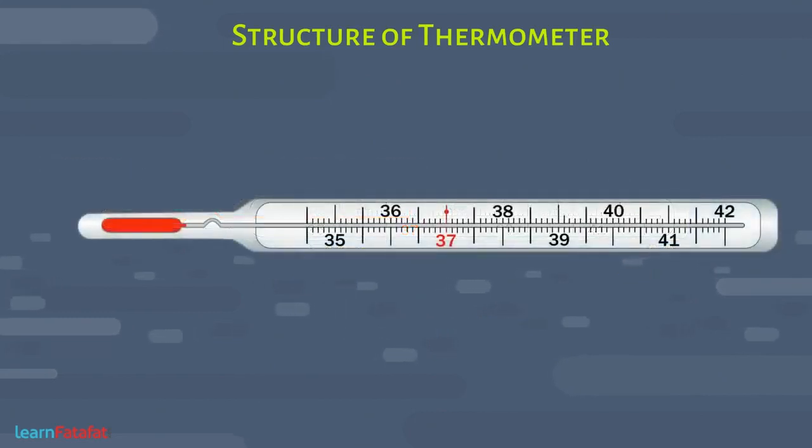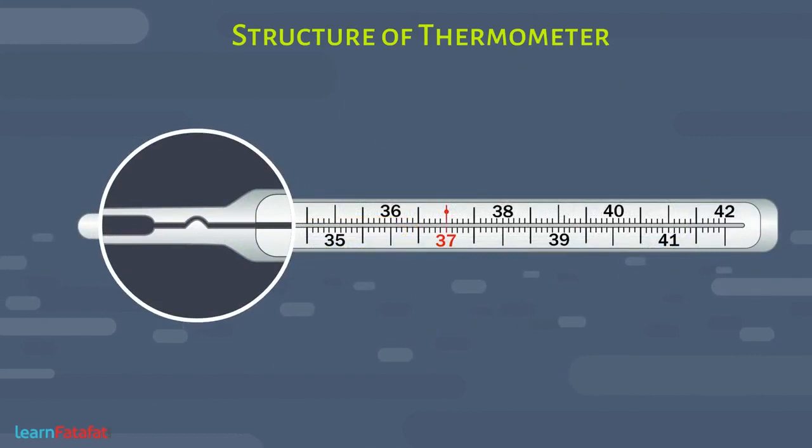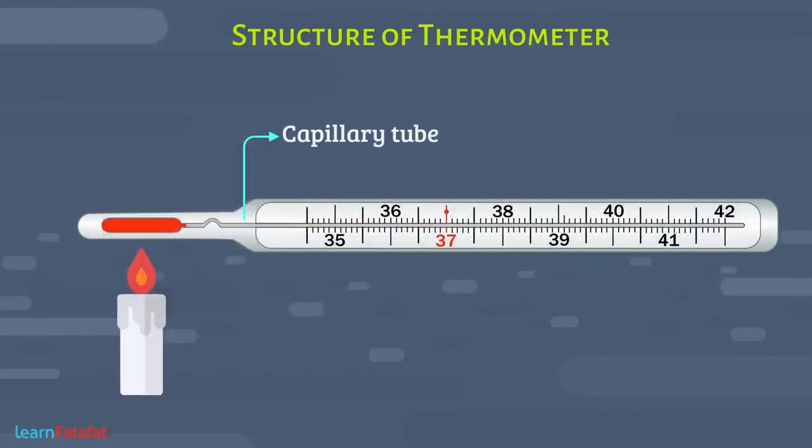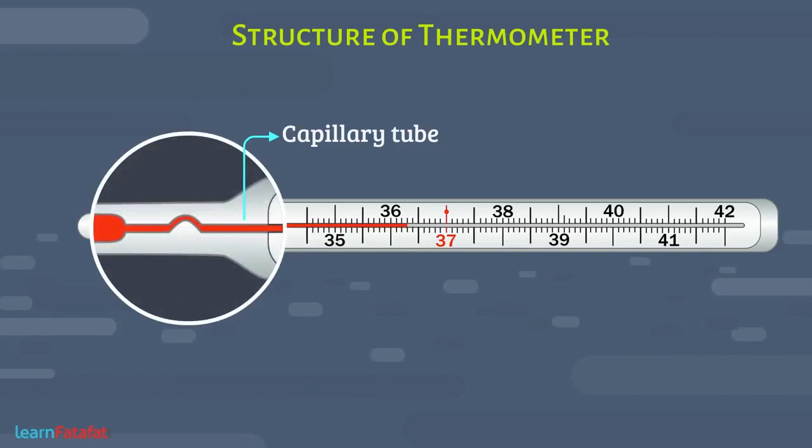There is a very fine tube which originates from the bulb. It is called capillary tube. With rise in temperature, mercury expands in this tube. The capillary tube is bent near the bulb. It prevents mercury from flowing back into the bulb immediately. It gives more time to read the temperature.